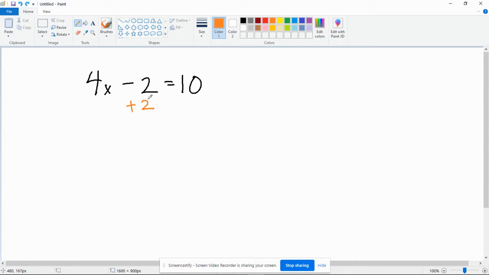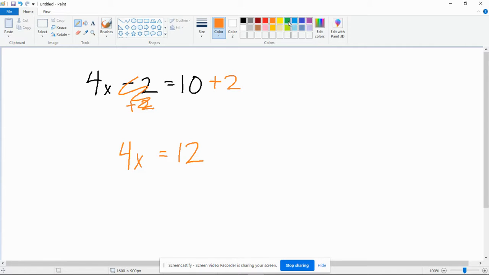Add 2 there, but then of course you have to balance the equation because it's equal. So you add 2 over here. And now you have 4x equals 12, right? Because this is gone and this has become 12. So now I've got 4x equals 12. And you're trying to get x all by itself because then it equals a number. And you know that number is x.